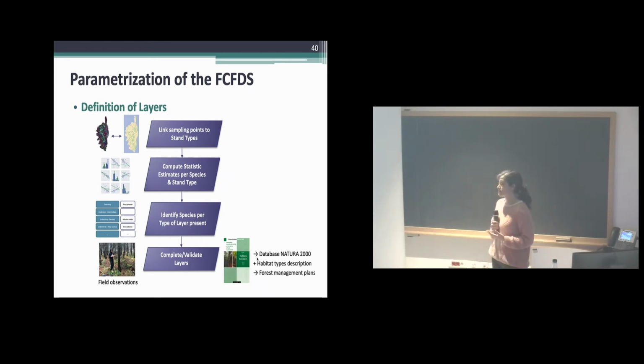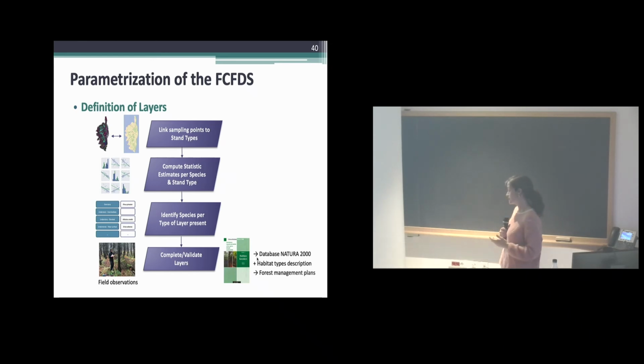Still, a step was necessary, final steps, to complete the data and to validate. Why? Because we don't have enough points for all the stand types. So the statistical analysis allowed us also to see the relevance of the number of points and the significance. Sometimes we don't have any point.